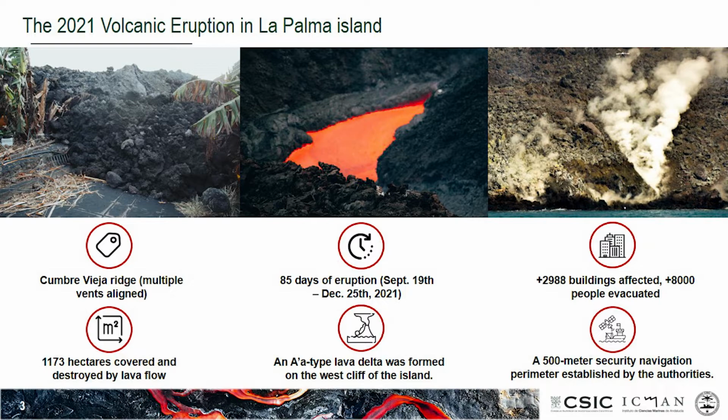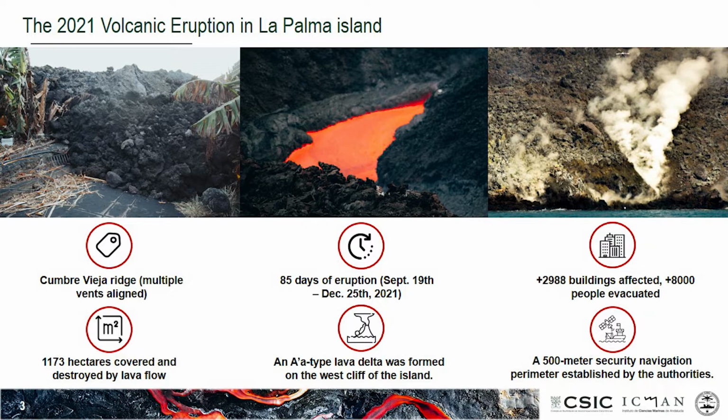Ten days after the start of the volcanic eruption, the lava reached the ocean and generated a lava delta that was locally known as Fajana. And this lava delta was formed when the lava flow solidified upon contact with the seawater.